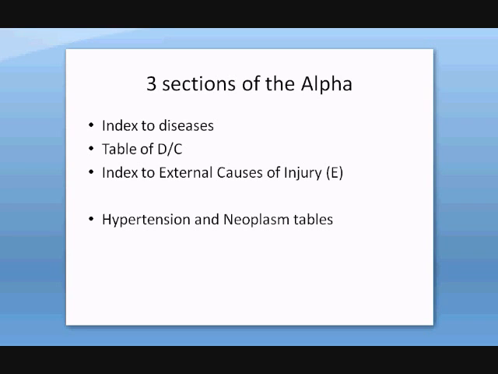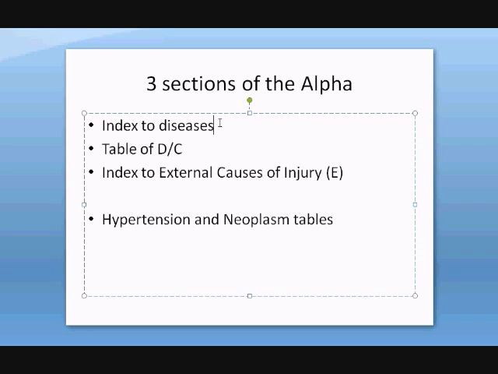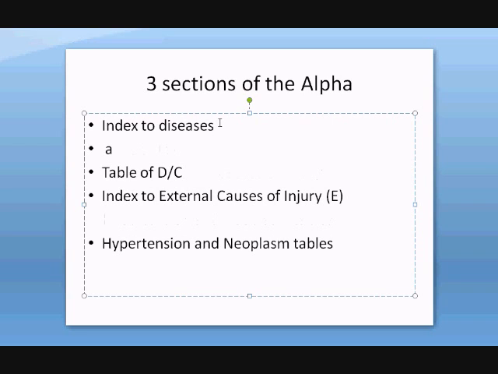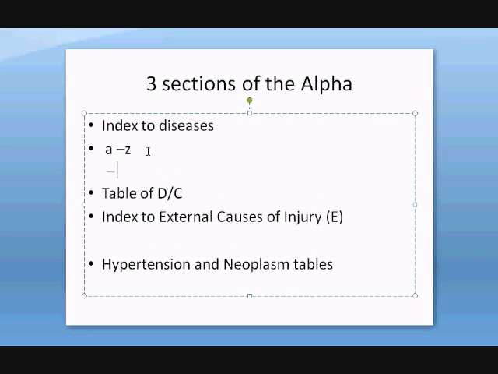All right. So inside the alphabetical index, there are three very important sections. Obviously, this is the index to the diseases. It is categorized in alphabetical order from A all the way to Z. Between A and Z, we have two very special items. One is known as the hypertension chart. Another one is known as the neoplasm chart, which we're going to be taking a look at in a few minutes, actually.